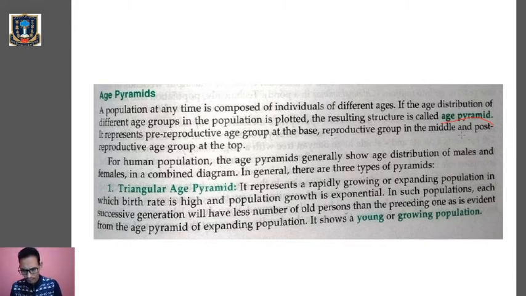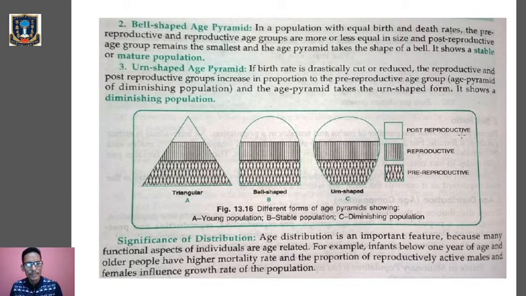Then we have got the bell-shaped age pyramid, where we have equal birth rate and death rate. The pre-reproductive and the reproductive age groups are more or less the same, and the post-reproductive group remains the smallest. So this bell-shaped age pyramid represents a stable or mature population.